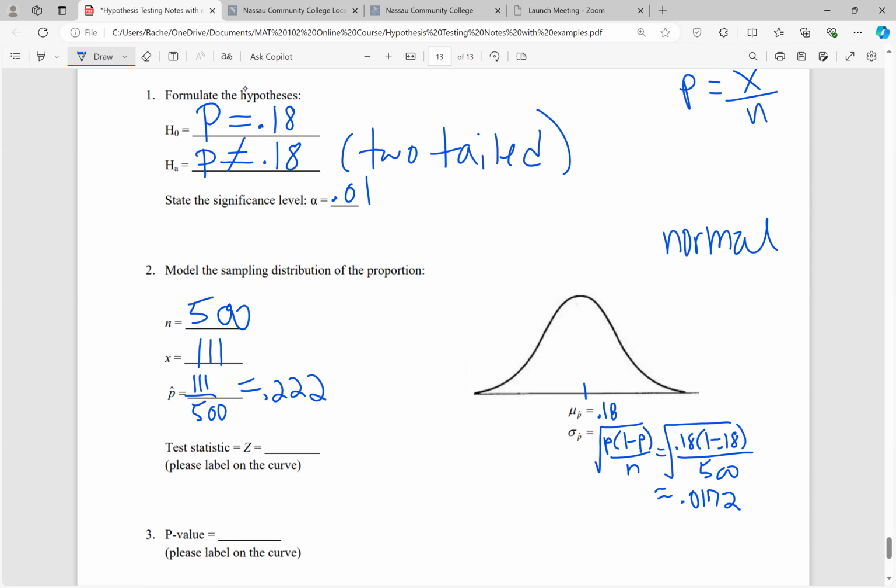So now we need our test statistic, right? We need to say, okay, where does our p hat, this 0.222, live within this normal distribution? Well, the mean is 0.18. 0.222 is bigger than that, so it's going to go to the right. So let's say that p hat equals 0.222 is right here to the right. Now we have to convert that to a z-score. So how many standard deviations away from the mean is this p hat?